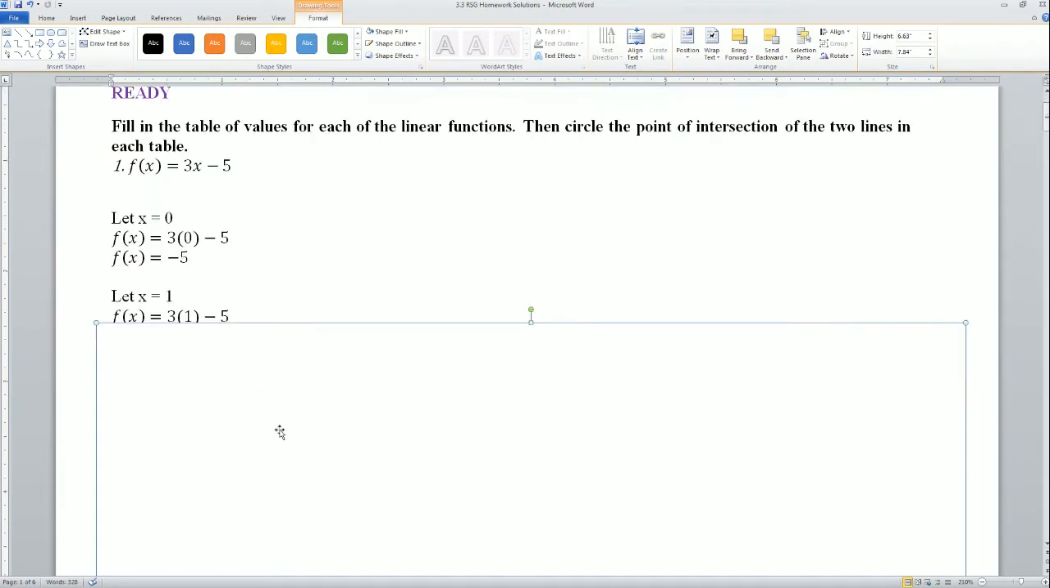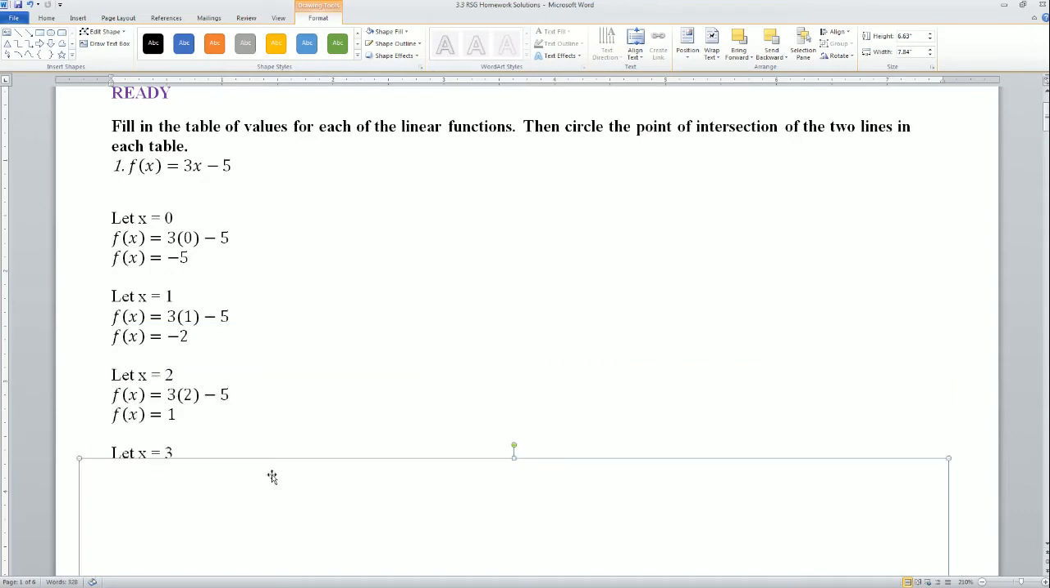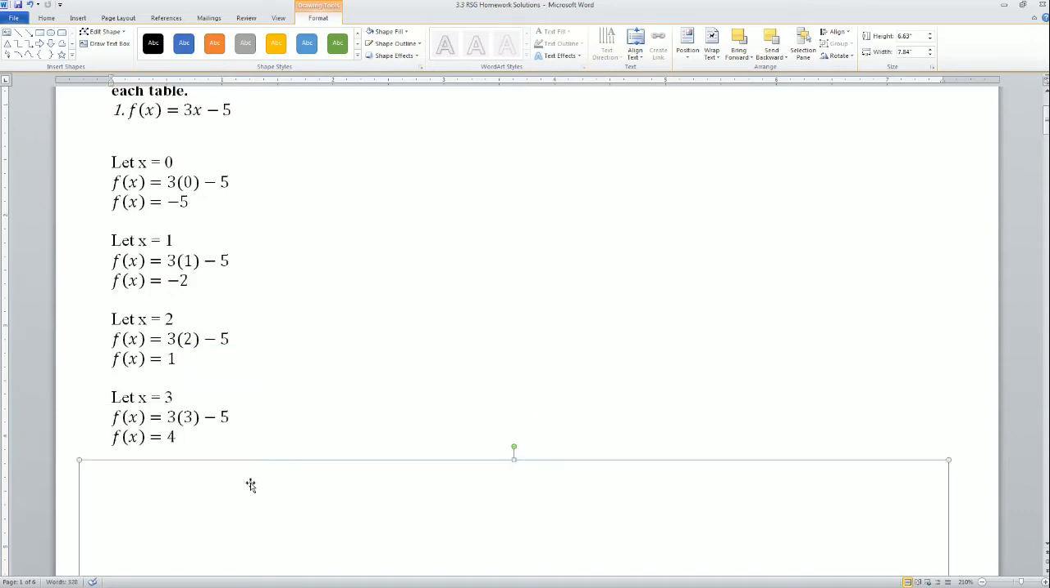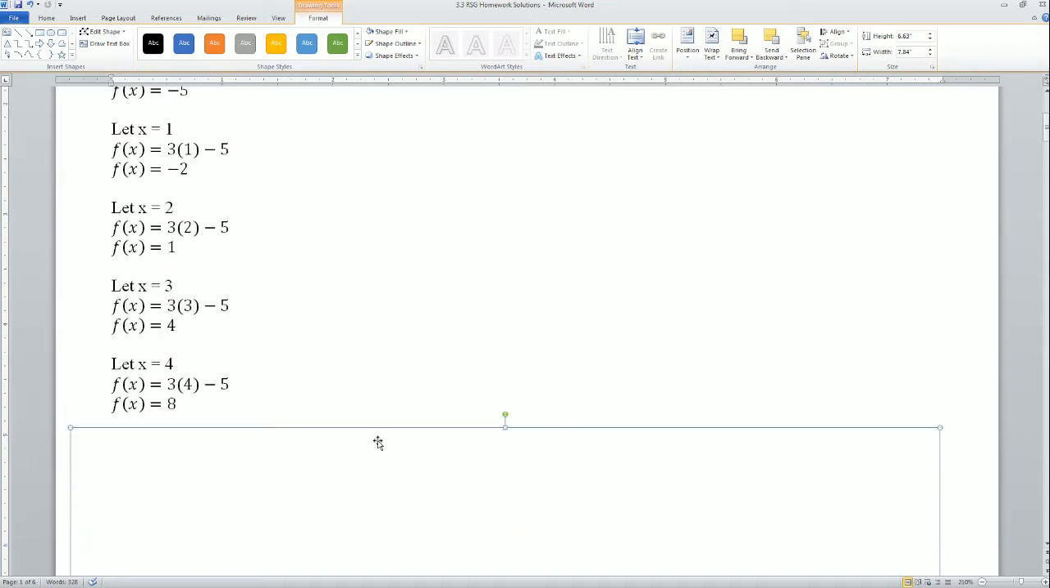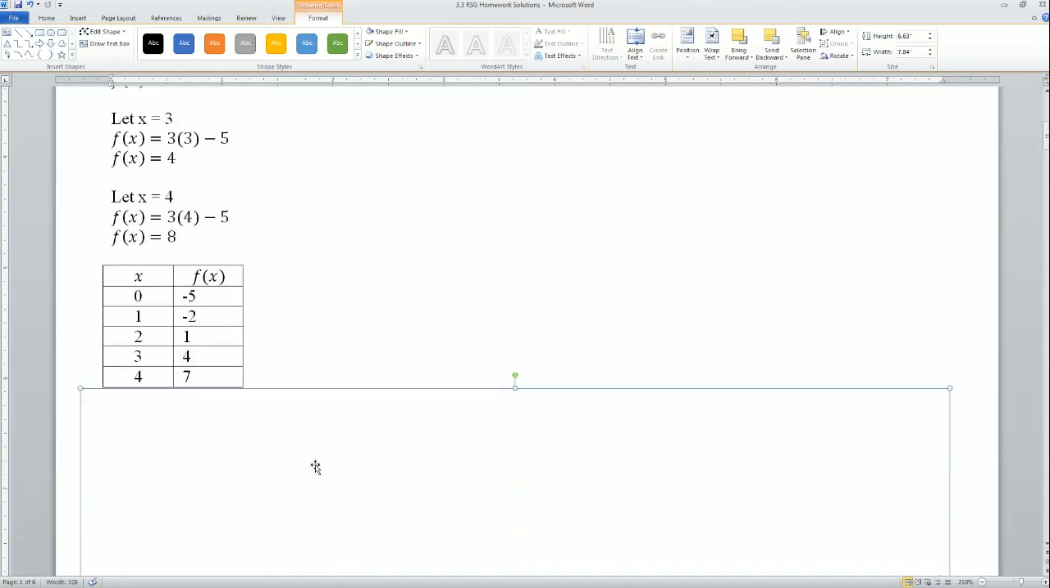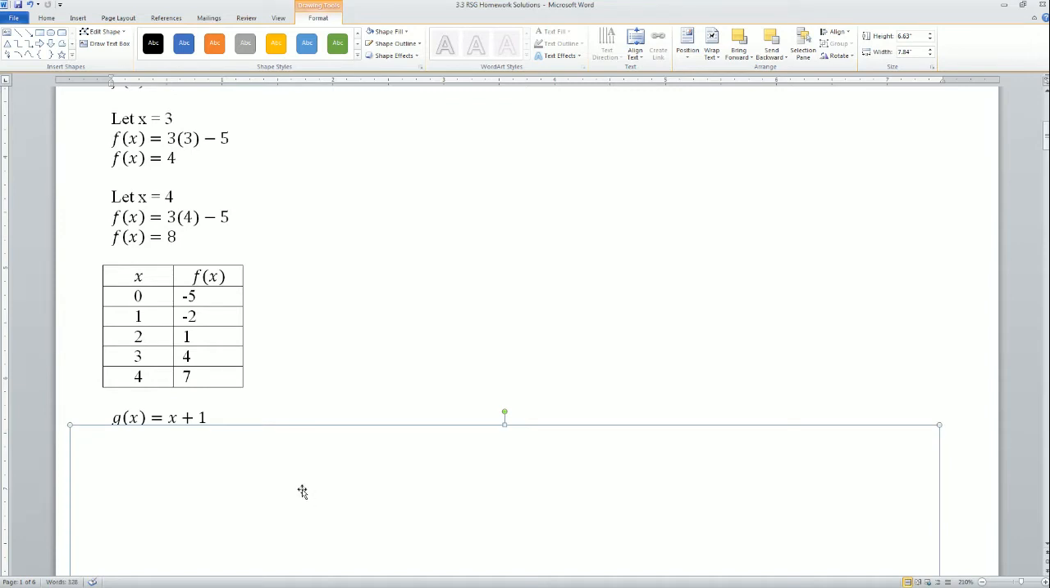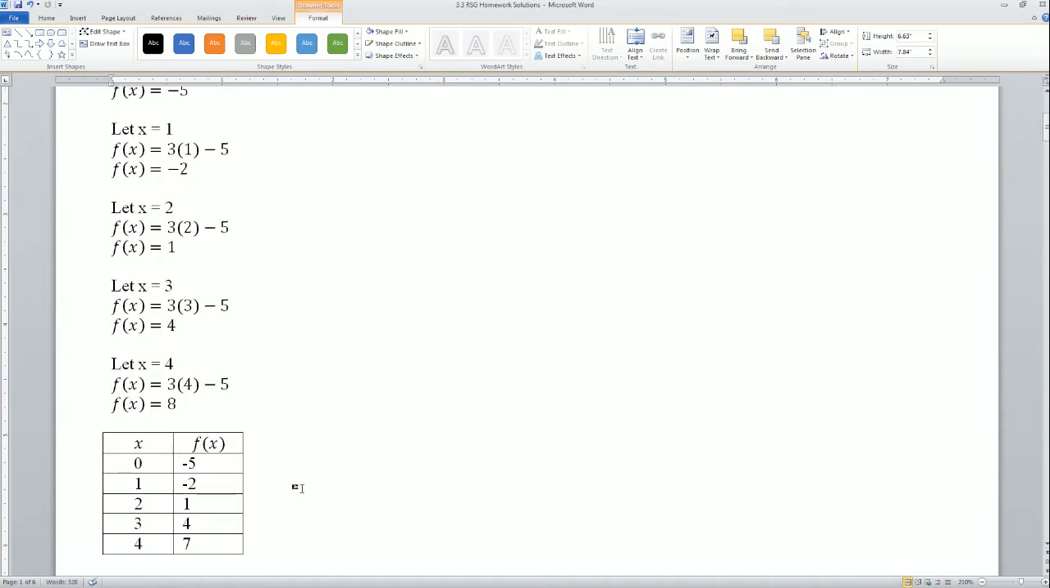Right? I do that with 1 as well. I got negative 2. Let x equal 2 now. Let x equal 3. Let x equal 4. Pause it if you would like to see the work. Just simple multiplication and then subtract by 5. Once I did that, I got the chart. There you go.